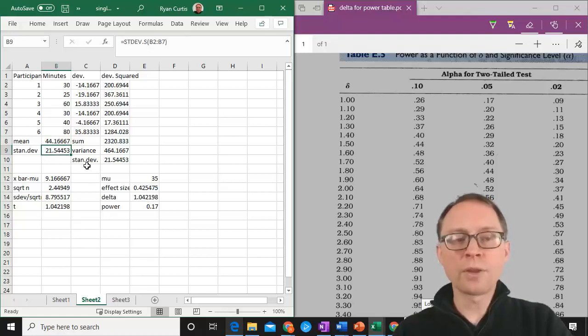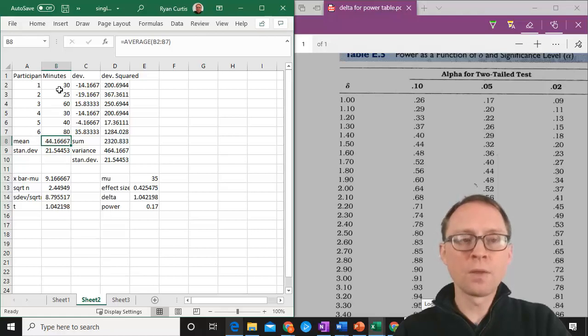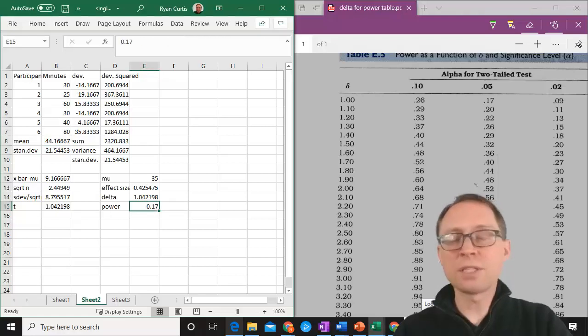When we put that all together, that is, if my students actually do spend more time on Tinder, then with this sample of only 6 people and the effect size that we found before, I only have a 17% chance of being able to reject the null hypothesis, even if my hypothesis is correct in real life.